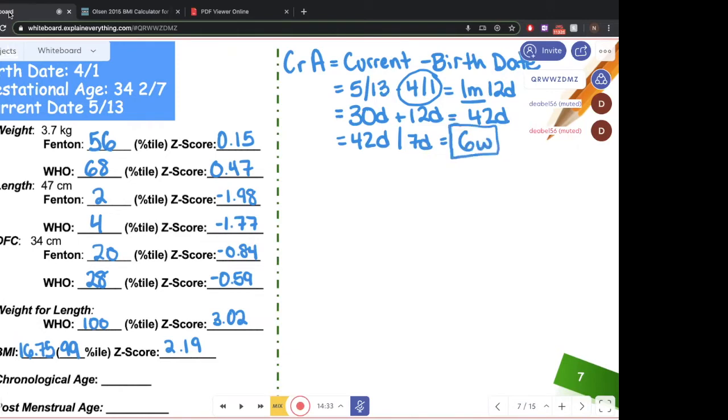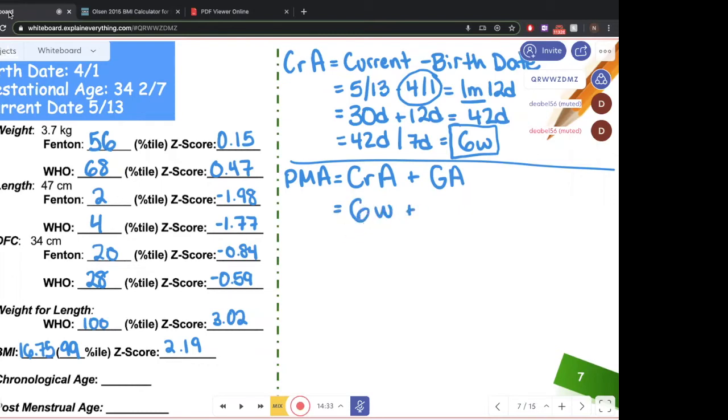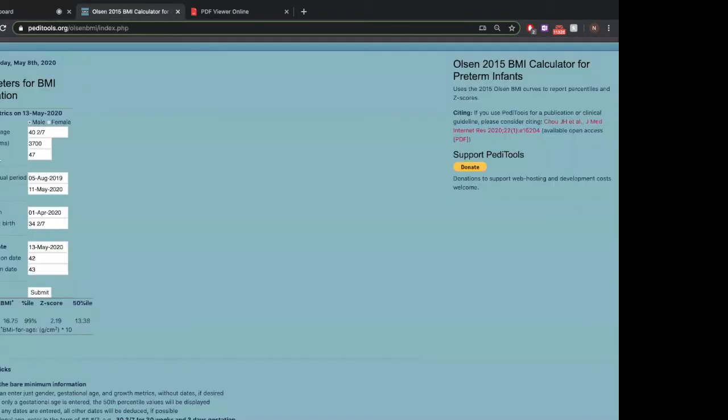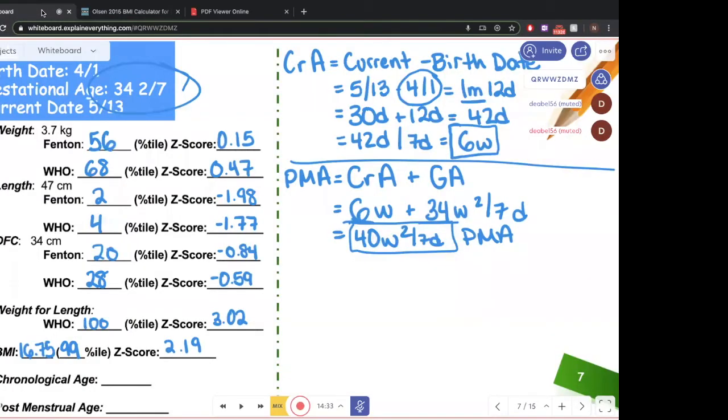Okay, now we're going to look at the postmenstrual age. If you forget these equations, go back and look at them, but I'm just going to write them anyway. We have the chronological age plus the gestational age. We just figured out the chronological age was 6 weeks, and the gestational age, we're going to get from up here, 34 weeks and 7 days. So adding up the weeks, that's going to give us 40 weeks and 7 days postmenstrual age. And we can actually take a look back at PD Tools, and it'll tell us the right answer. So up here, it tells us we have 40 weeks and 7 days, just like we found here.